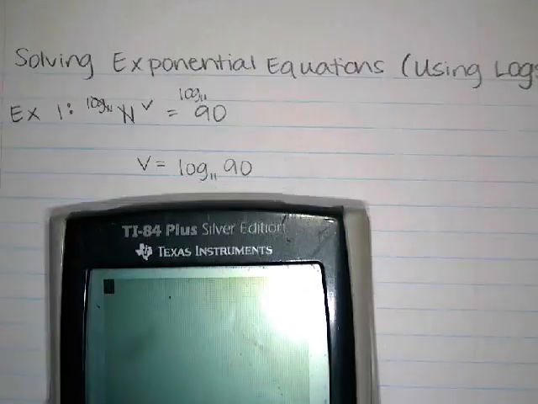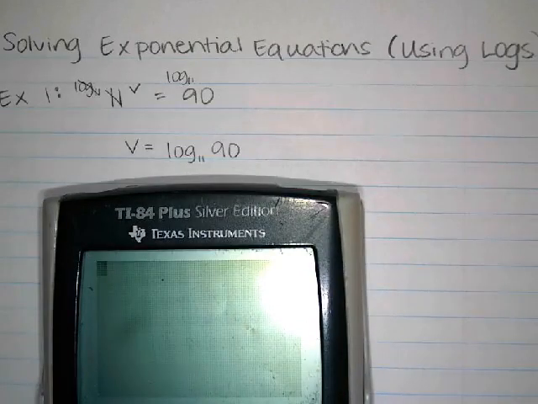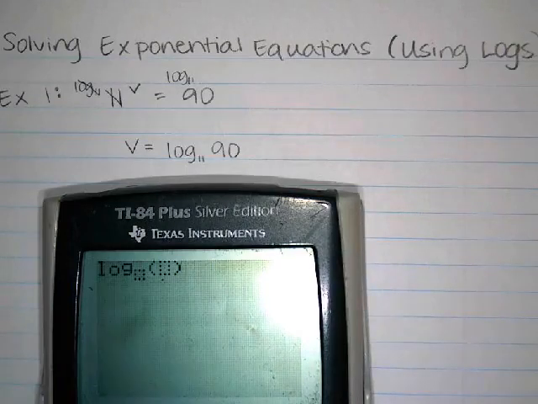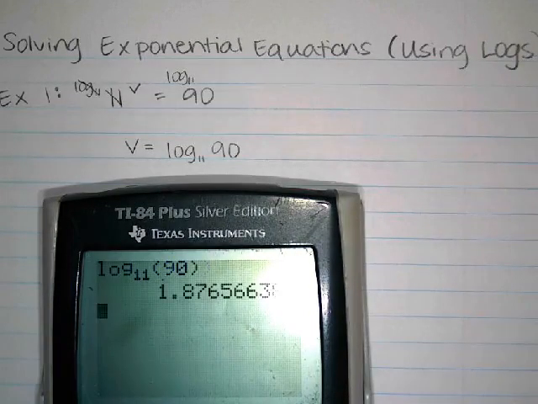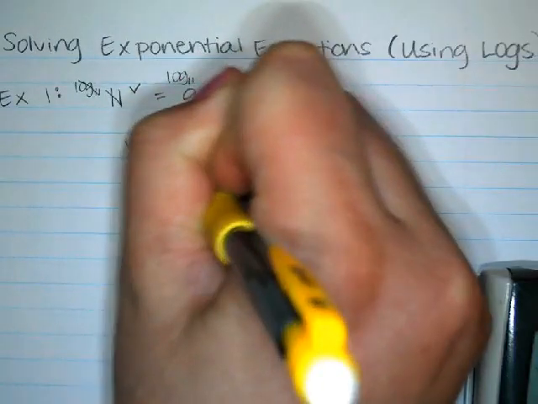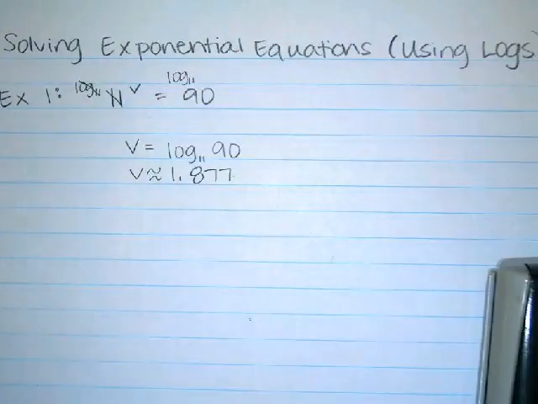How do I type log base 11? Math, up, log base 11 of 90, and then what do I get? 1.877. So v is approximately 1.877.